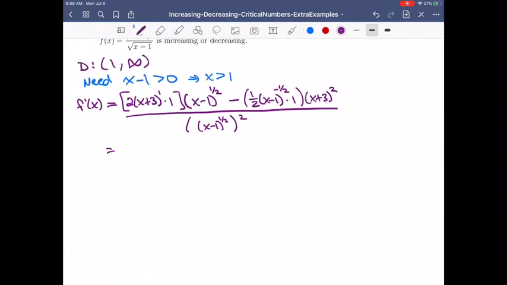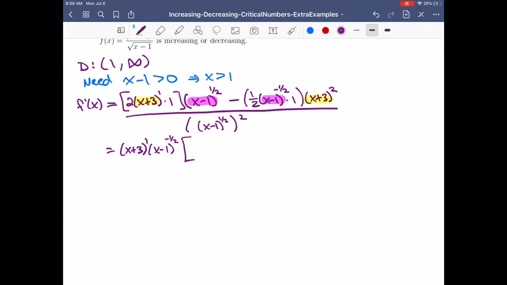Okay, so I see some common factors here. I have x plus 3 in both of these terms, and I also have x minus 1 to some power in both of these terms. So what you can do is you can take out each thing to the smaller power. So I'm going to pull out x plus 3, the smaller power here is 1, and I'm going to pull out x minus 1, the smaller power is negative 1/2.